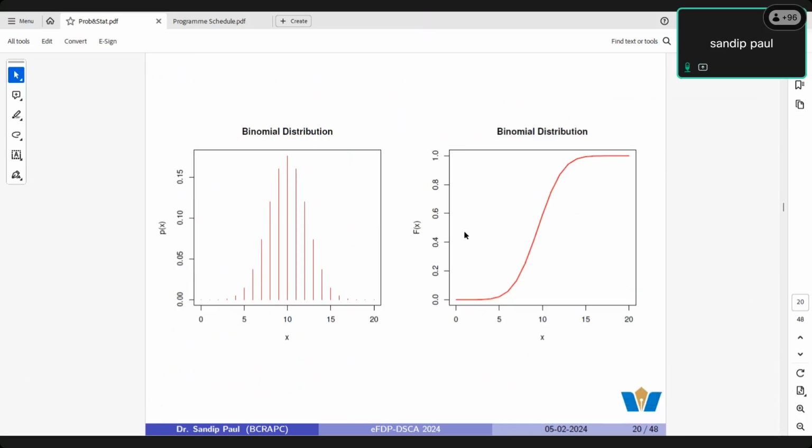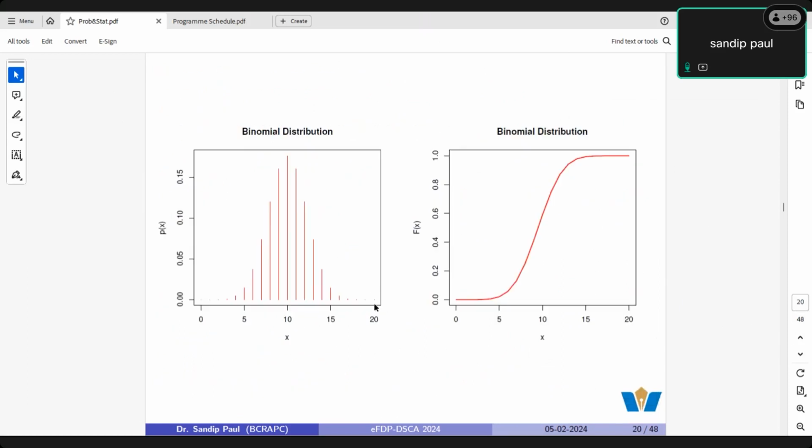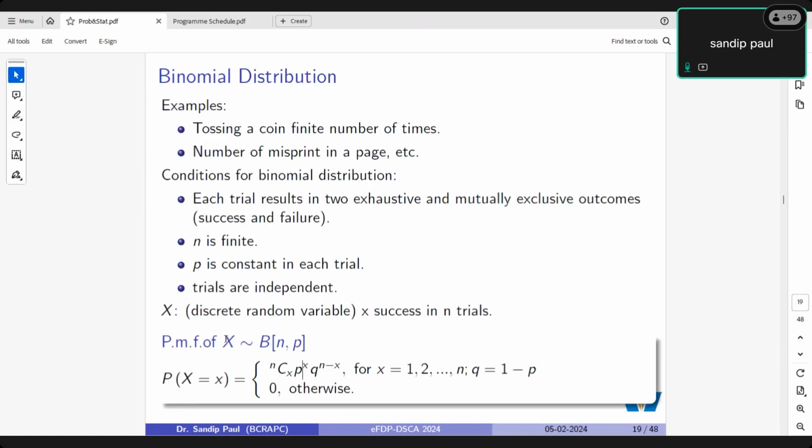Now, if we check the probability mass function, the first diagram is the mass function. We can see the highest probability is obtained at x equal to 10. If we consider a distribution like this, suppose there are 20 possible outcomes, 0 to 20, so the n value is 20. The probability will be highest at the middlemost value. Here x denotes the number of successes, that is, how many times we are getting the hit.